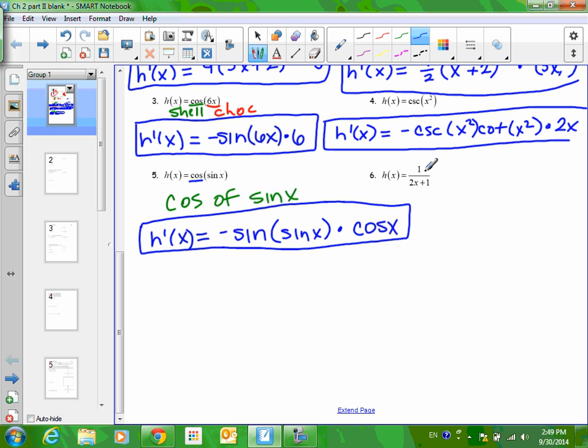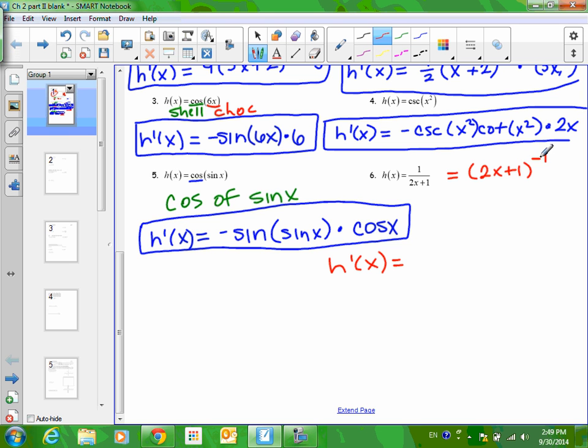All right, before today, how could we do number 6? We would have done quotient rule. And we could do quotient rule here. There's nothing wrong with that. But I want to show you something. If I rewrite this as 2x plus 1 to the negative 1 power. See, these are the same thing. I'm just going to move this down here. I can solve this derivative by using chain rule, and it's actually easier. But you had to know to rewrite it.